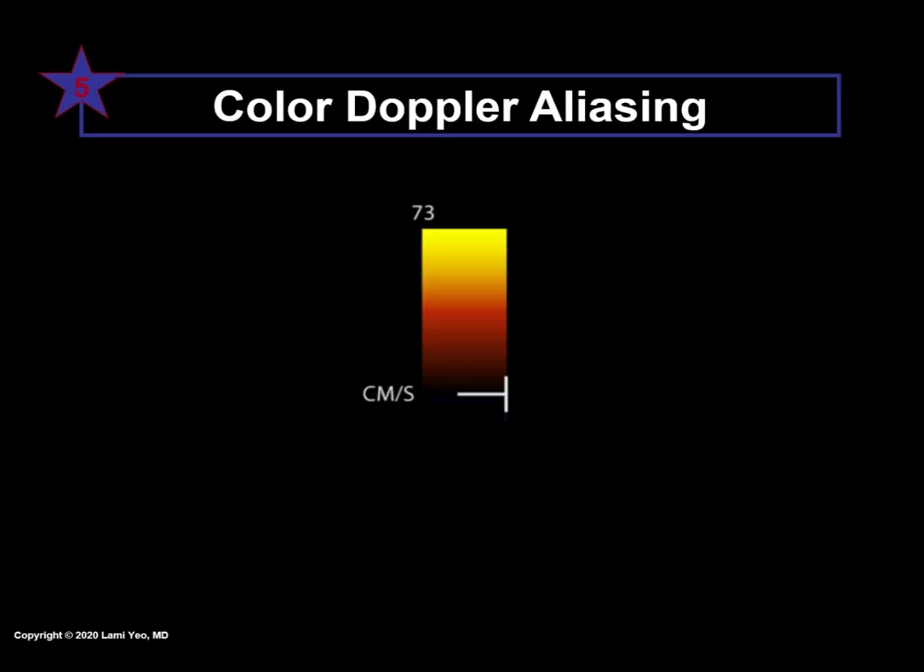What does aliasing look like? Let's assume a color Doppler scale depicting blood flow velocity ranging from red, slow velocity, to yellow, faster velocity towards the transducer, and dark blue, slow velocity, to light blue, faster velocity away from the transducer. Aliasing within a vessel will be displayed as adjacent colors from red to yellow to light blue to dark blue.